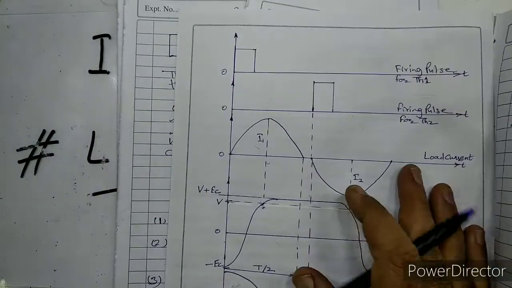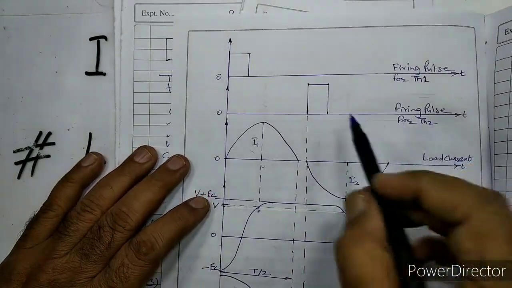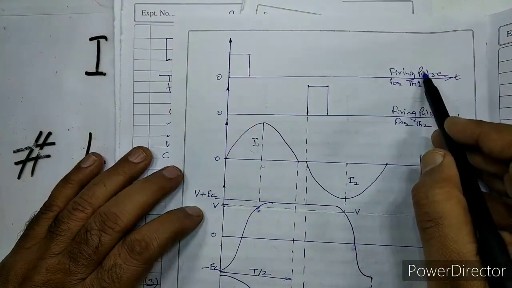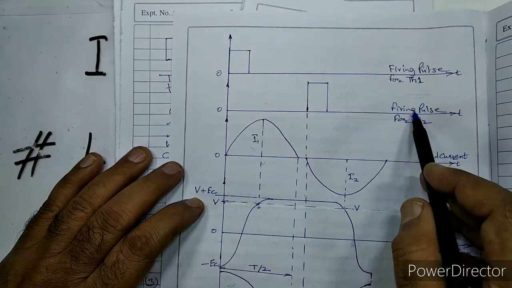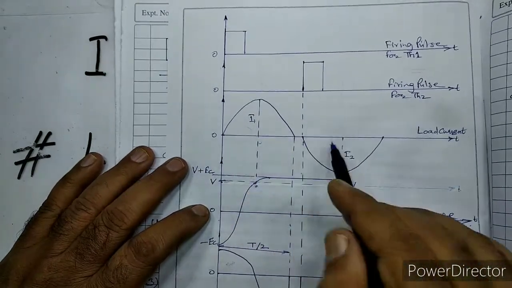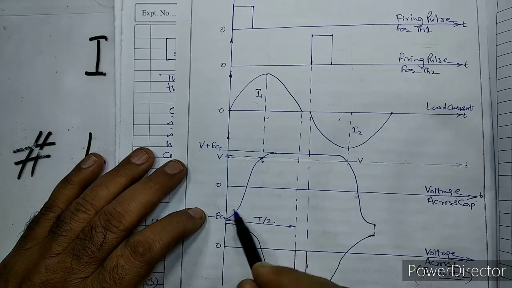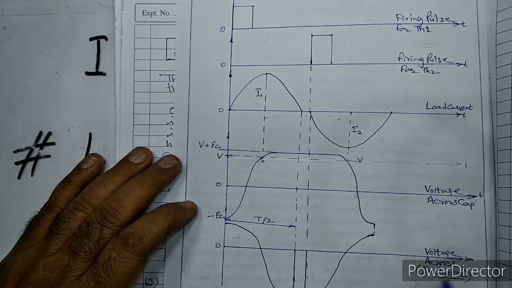We can see here, this is the firing pulse for thyristor 1, firing pulse for thyristor 2. This is load current. This is voltage across capacitor and this is voltage across inductor.